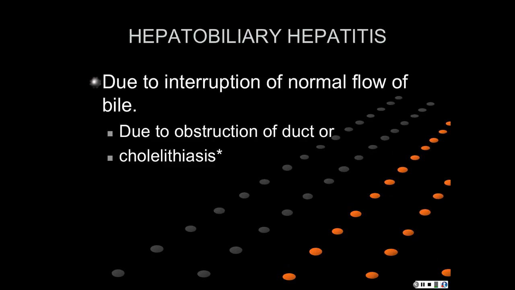Then hepatobiliary. Obviously, if it's hepatobiliary, there's a connection between the liver and the gallbladder and the biliary tree. So this hepatitis develops because of interruption of the normal flow of bile. It can be due to obstruction of the hepatic duct or the ducts that carry bile from the gallbladder to the liver. It could be an obstruction due to a gallstone over time. Okay? It's not everybody that has gallstones that ends up with hepatitis.